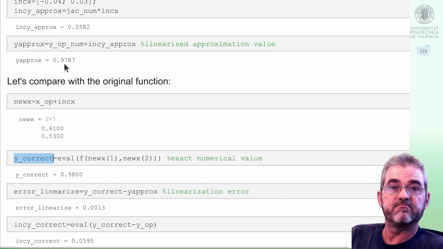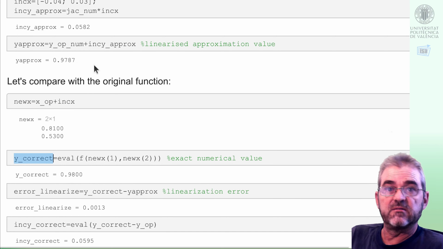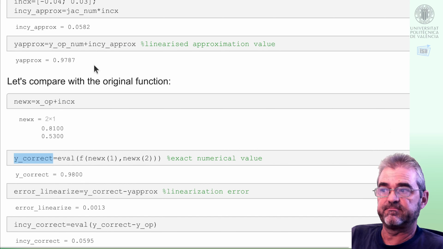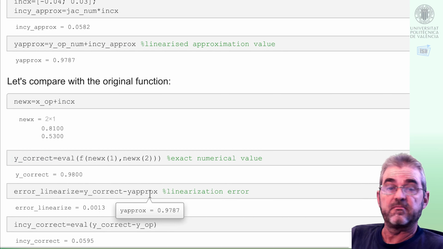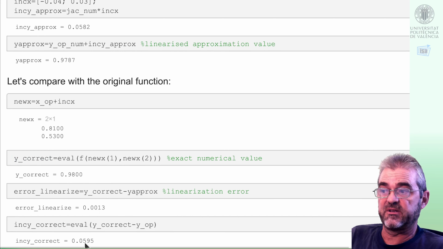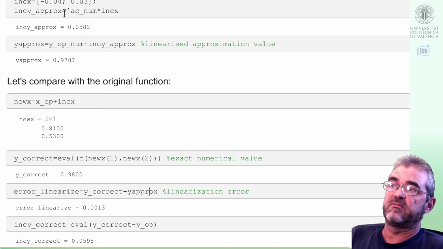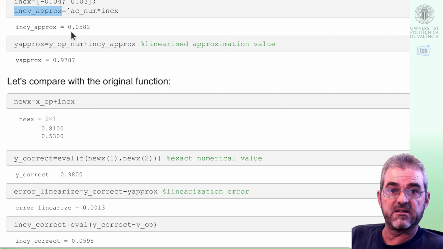So 0.9787 is, well, a sensibly good guess. Indeed, we have this 0.0013 linearization error because, well, the correct increment of the function was 0.0595 and my approximated linearized increment was 0.0582.